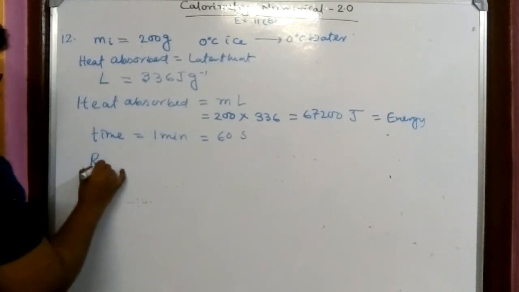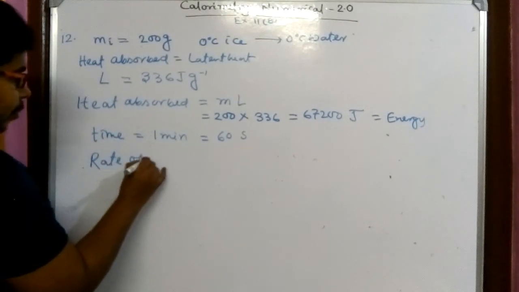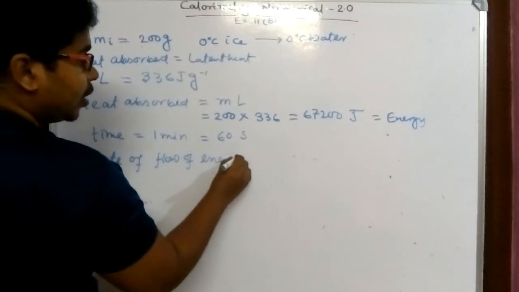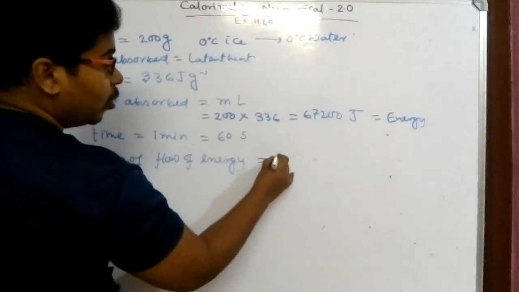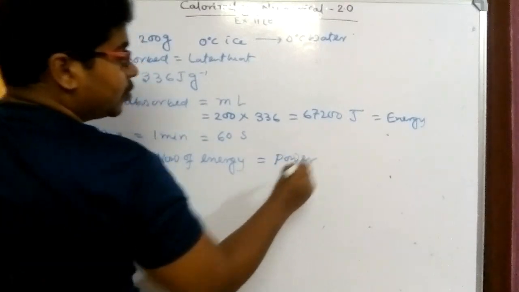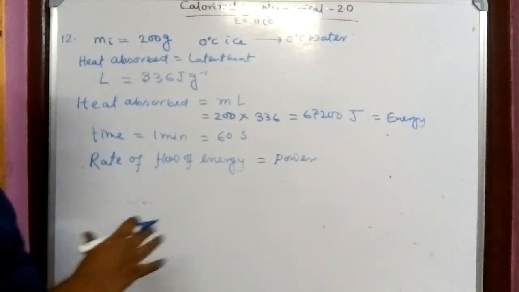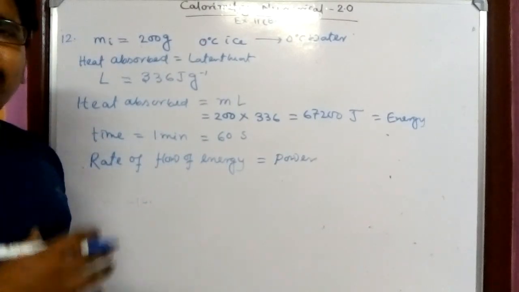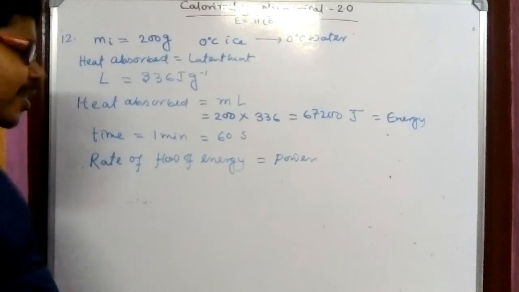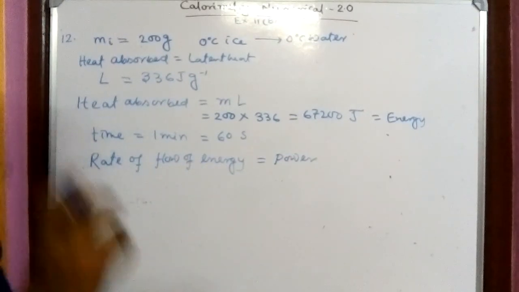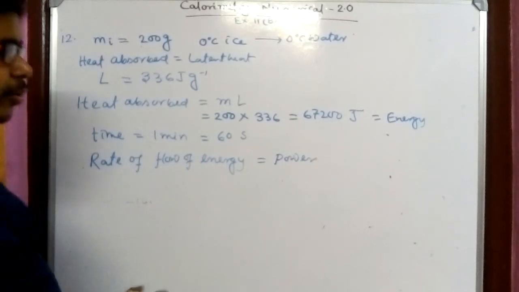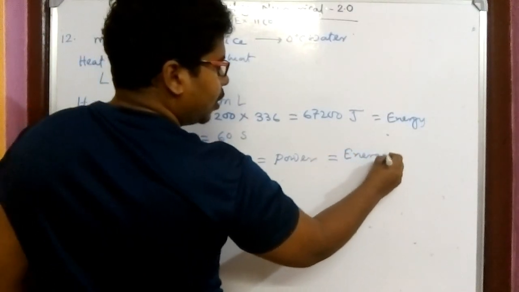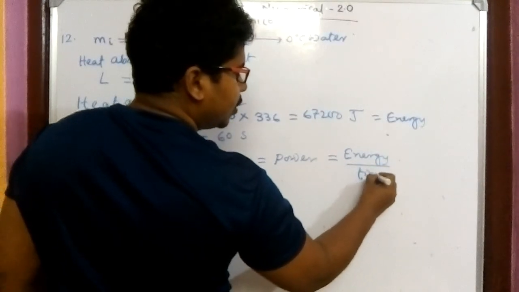Rate of flow of energy, that is equal to power. Now you may ask, sir, we have done rate of doing work, it is actually power. We all know that the ability to do work is energy. So rate of flow of energy is also power. So power equals energy by time.